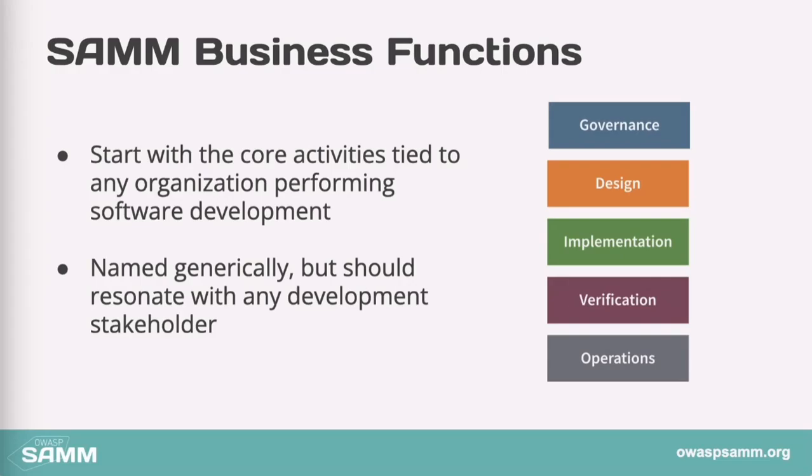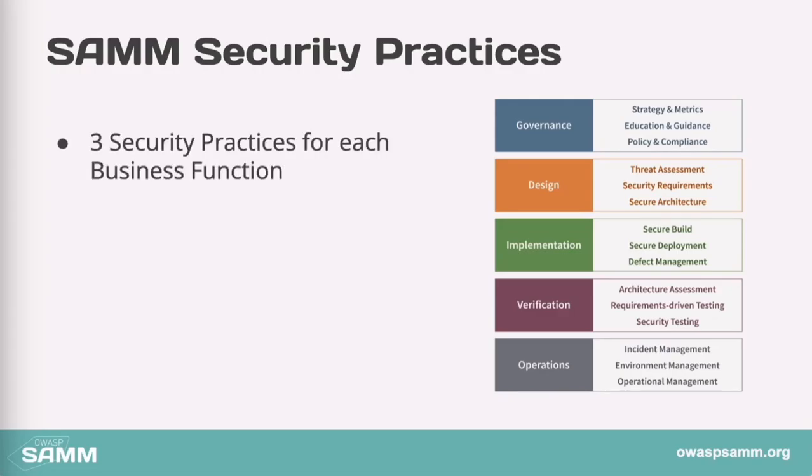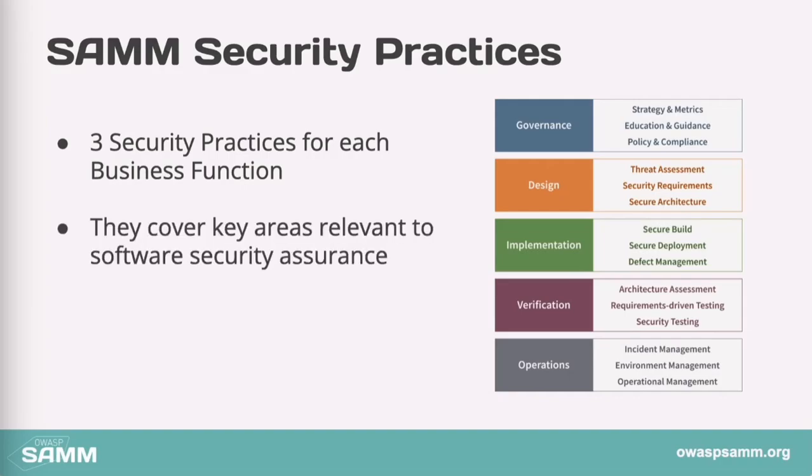Verification focuses on processes and activities that relate to how an organization checks and tests artifacts produced throughout software development. Finally, the operations business function encompasses those activities necessary to ensure confidentiality, integrity, and availability for an application that is in operations during its operational lifetime and all of the data that is associated with an application. Again, we'll come back to each of these business functions in part 2 and look at them in detail.